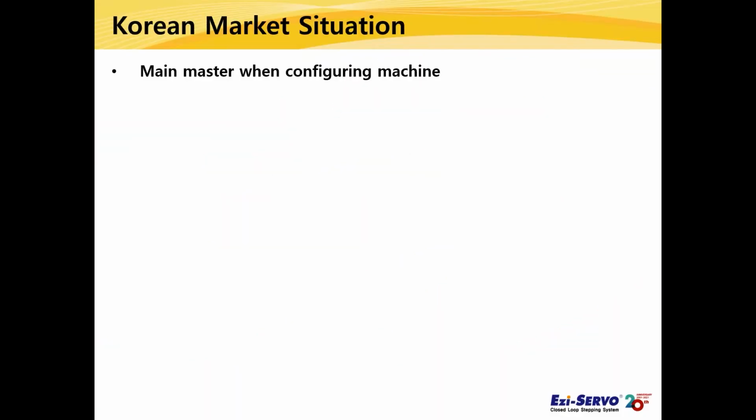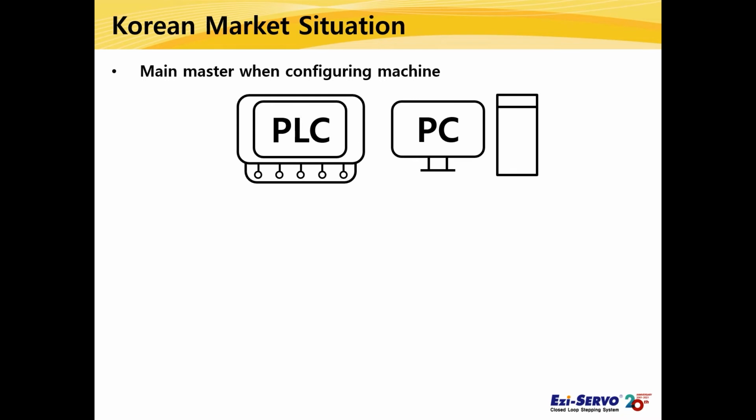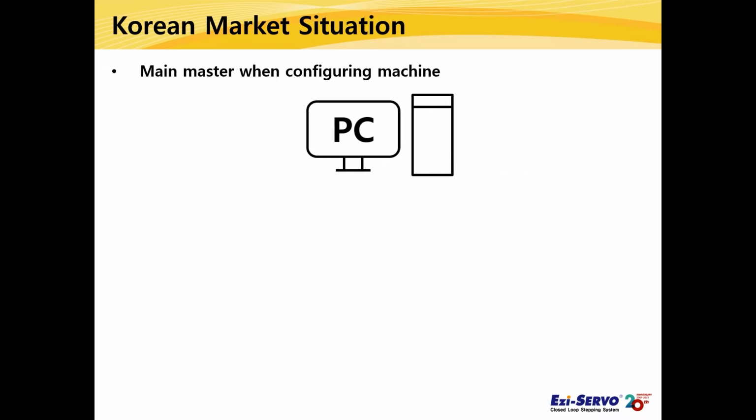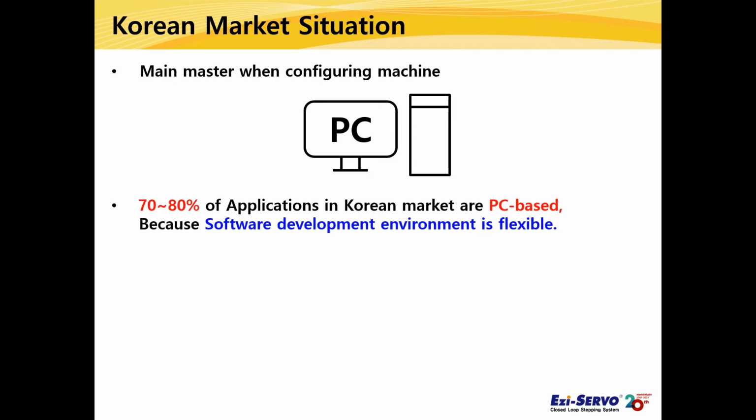Next, prior to the introduction of Ezi-SERVO Plus-E, I would like to explain the FASTECH's Ethernet products with the example of Korean market situation. When a customer configures the machine, PC or PLC is used in various ways as the main master. In the Korean market, this main master is an industrial PC usually. Almost 70 to 80% of machine builders compose their machine based on PC.